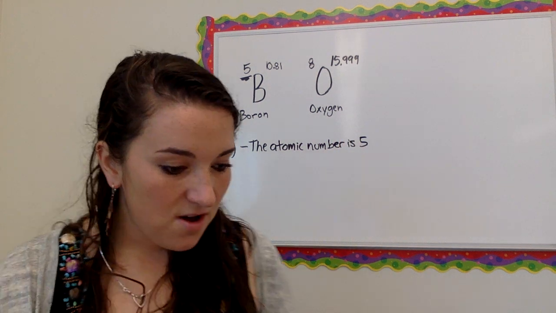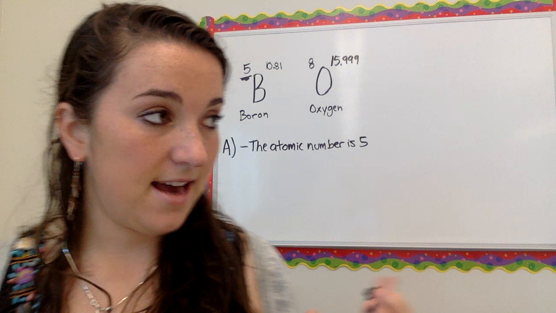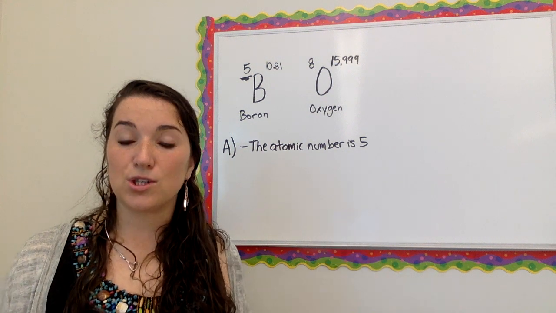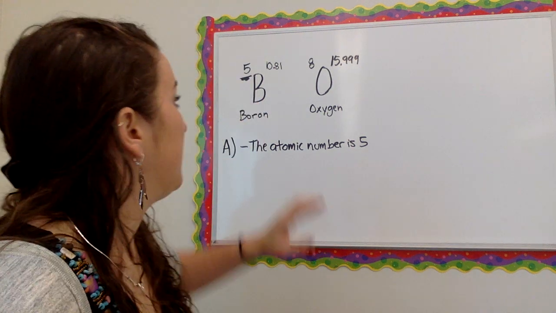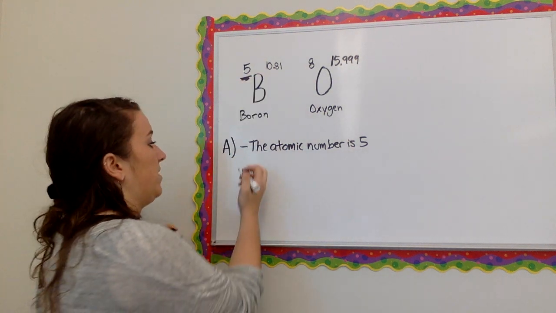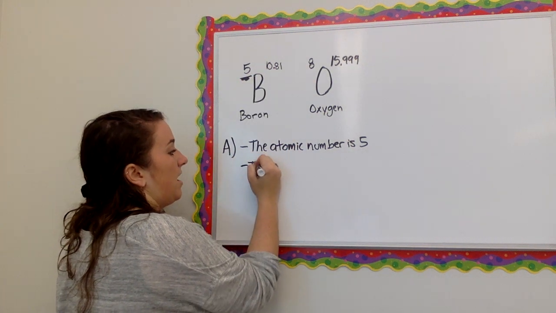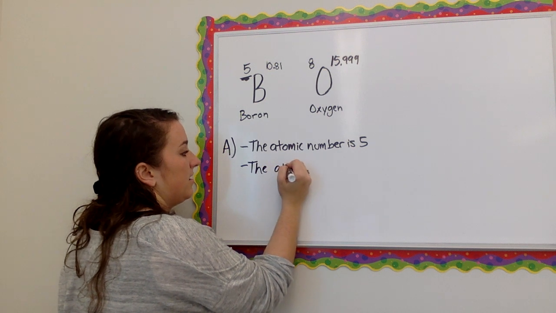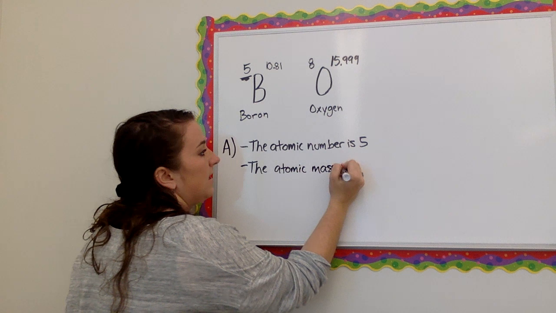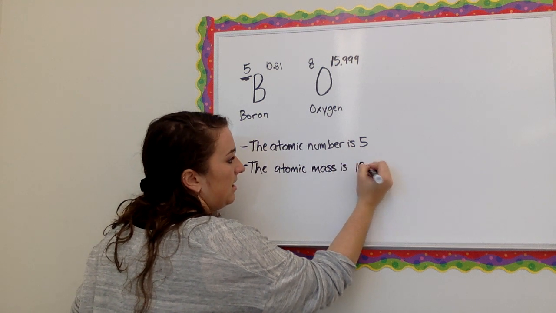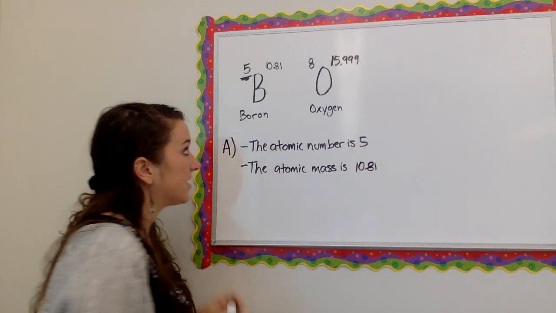Then it says, what is the atomic mass of the atom? The atomic mass is the total mass of that atom, so it'll be the larger number, which is 10 and 81 hundredths. So the atomic mass is 10 and 81 hundredths.